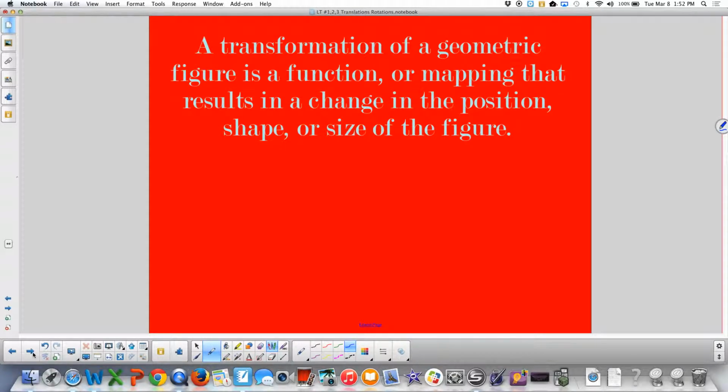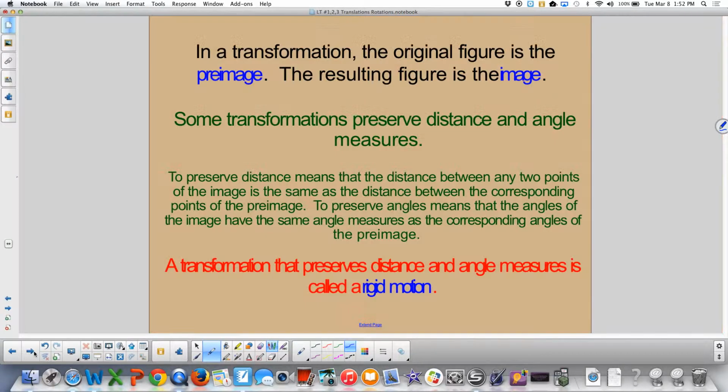A transformation of a geometric figure is a function or a mapping that results in the change of the position, size, or shape of the figure. In a transformation, the original image is the pre-image. The resulting figure is the image.